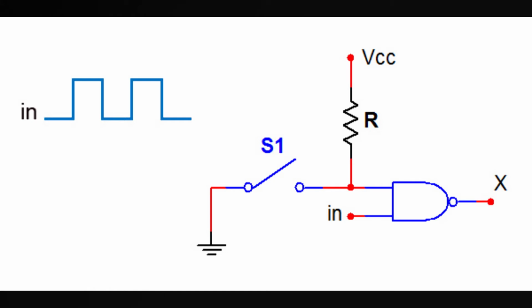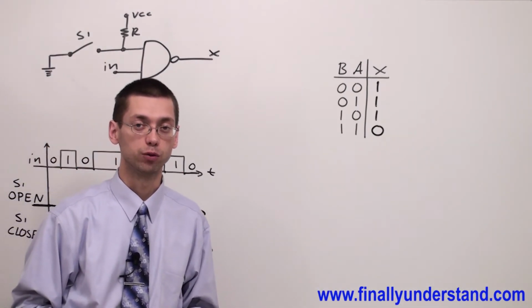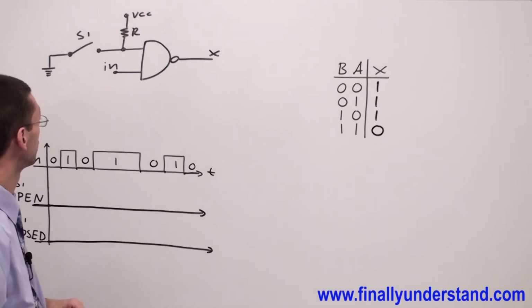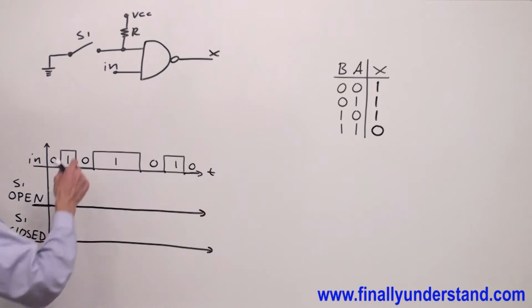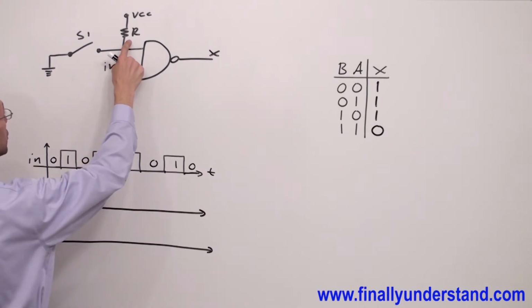We have another example on the board. This time we have a NAND gate. Again, we're supposed to find the output waveforms when the switch is open and when the switch is closed. Please notice that the first input is connected to the pull-up resistor.